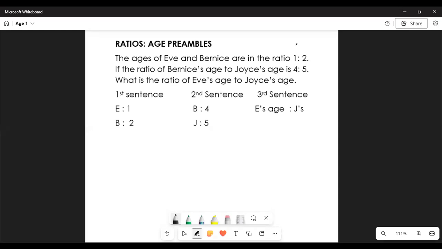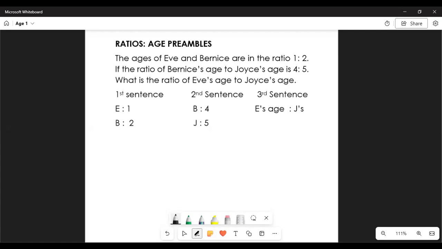The ages of Eve and Bernice are in the ratio 1:2. If the ratio of Bernice's age to Joyce's age is 4:5, what is the ratio of Eve's age to Joyce's age? So we are going to analyze this question sentence by sentence.